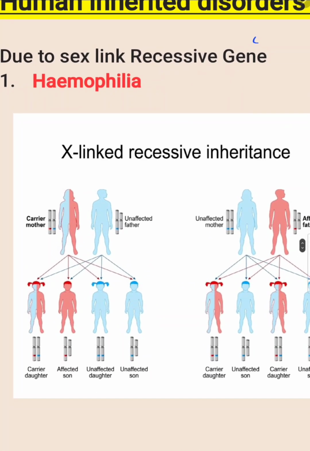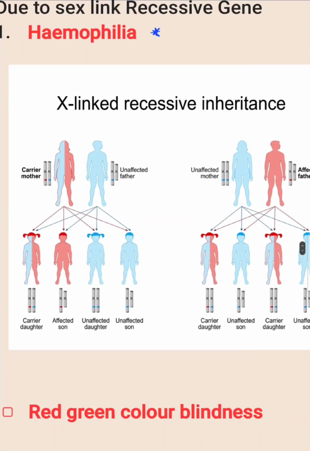The first one is hemophilia. Hemophilia is the disease which occurs due to an X-linked recessive gene, present only in males in the population. It is so important. It is only present in males. The females are carriers. Let's see how to inherit hemophilia. There are two examples I have here.